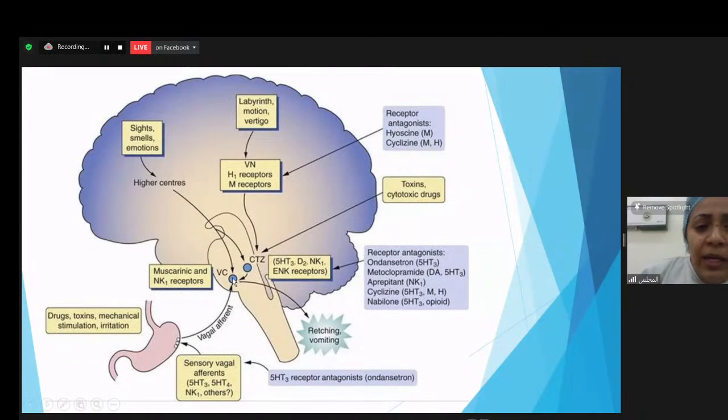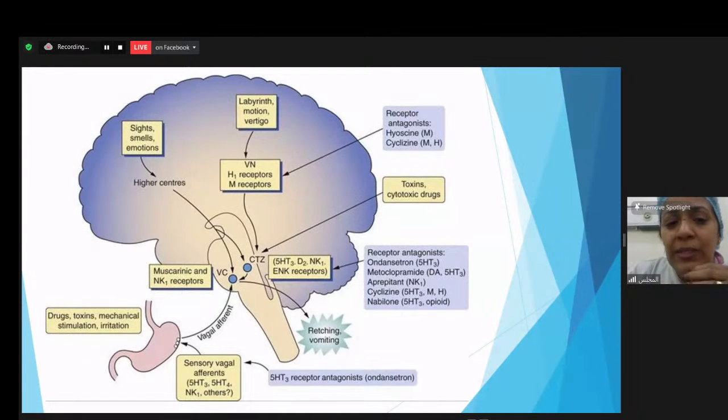Okay, then it will stimulate the vomiting center, then it will stimulate the vomiting reflex. Now, in this vestibular nuclei, we have H1 receptors, which are histamine receptor type 1, and we have muscarinic receptors.